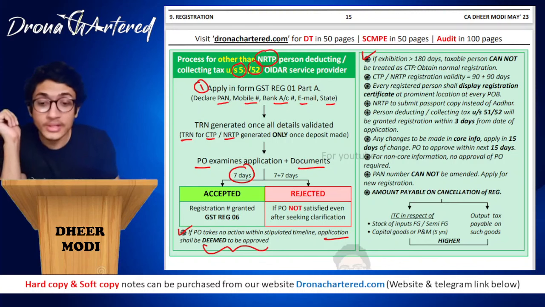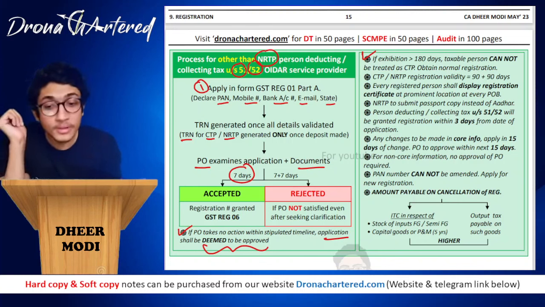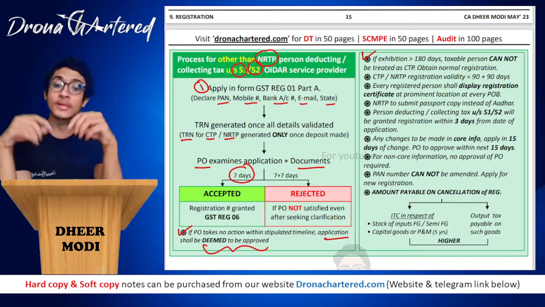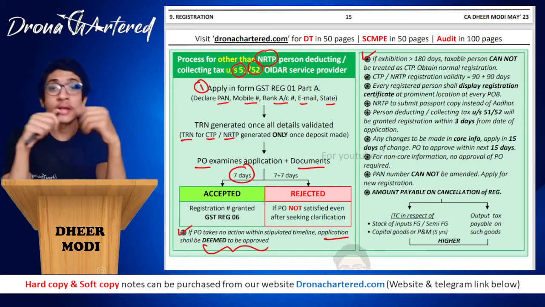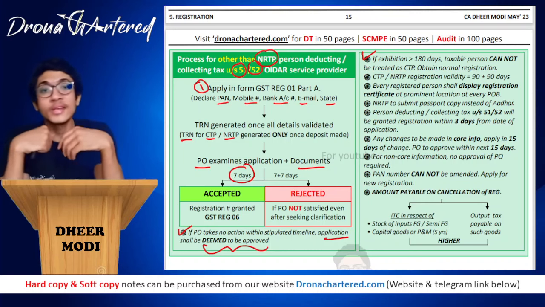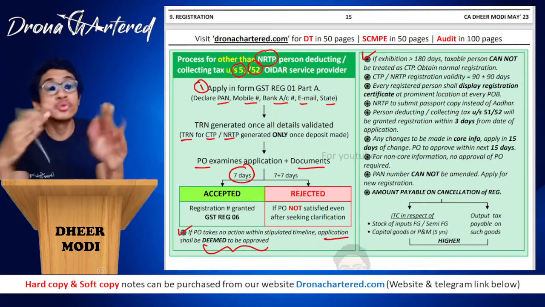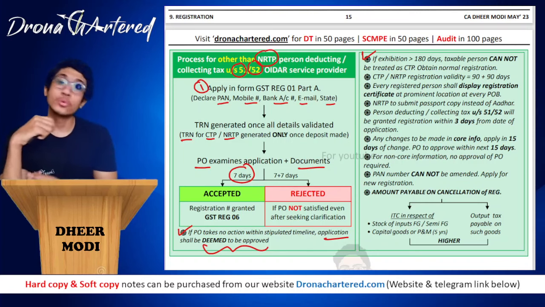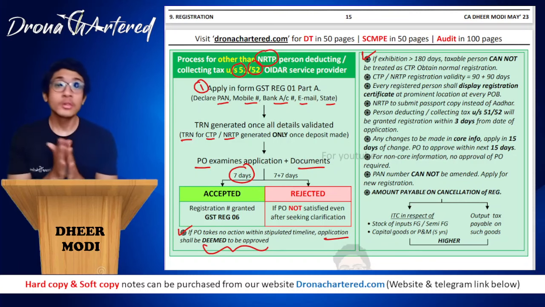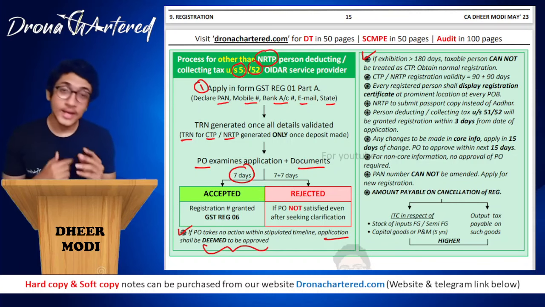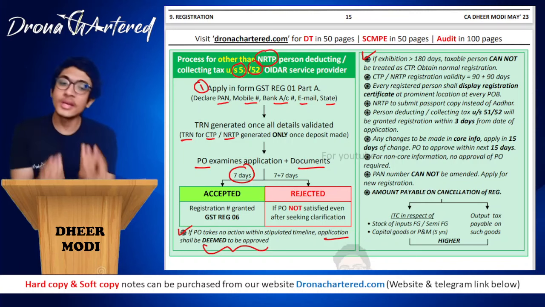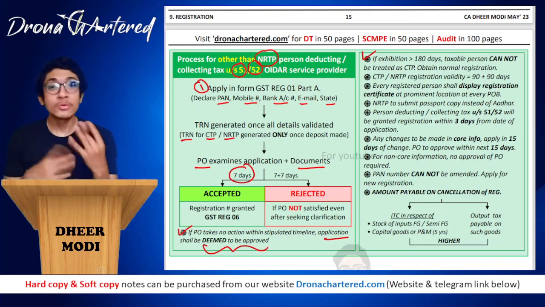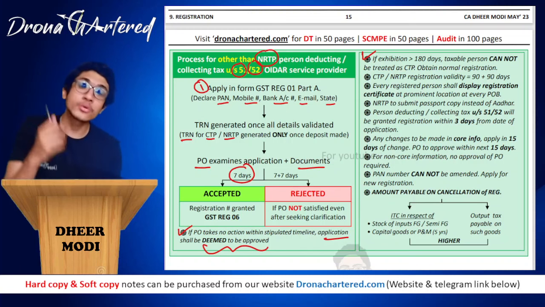If the exhibition is greater than 180 days, the taxable person cannot be treated as a CTP and will have to obtain normal registration. As I told you, a casual taxable person is a person who goes to another state, from where he usually does not supply. Since you are supplying through another state, you do not have a GST registration in that state. So what do you do? You apply for a CTP, a casual taxable person registration. You tell them, boss, I'm not here to stay, I'm just here for some days, so please give me my CTP registration so that I can do this. They usually do this when you are going on exhibitions to different states.